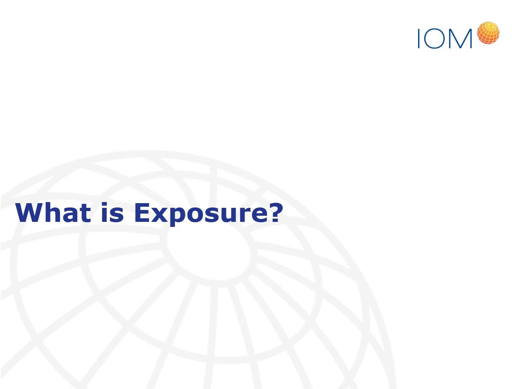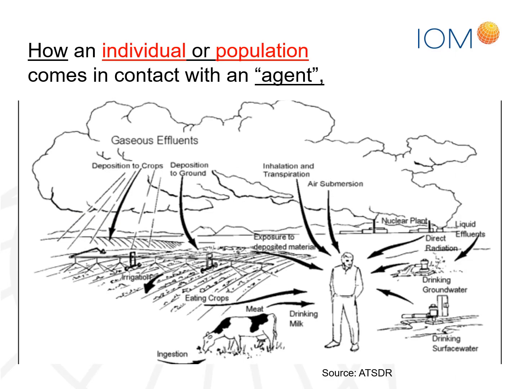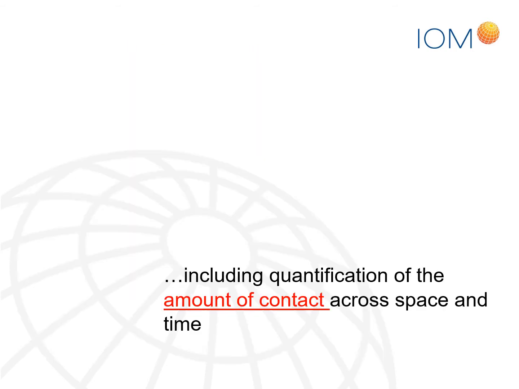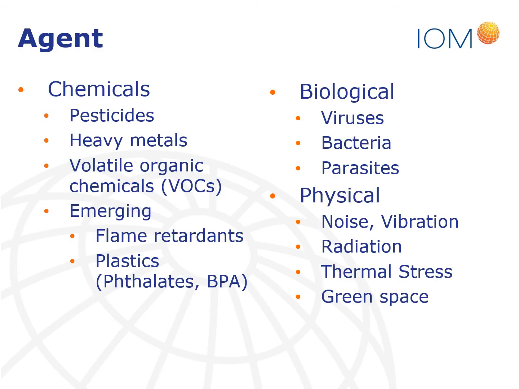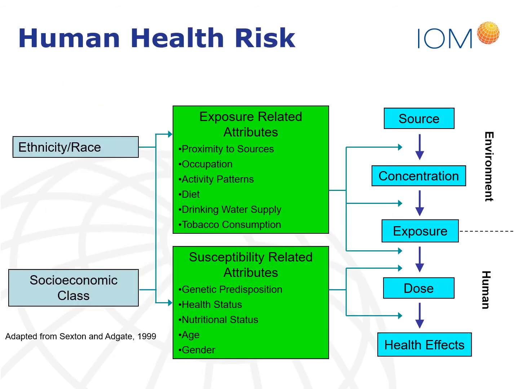Let's define what we mean by exposure. Exposure is defined as how an individual or population comes into contact with an agent, including quantification of the amount of this contact across space and time. The term agent, in the context of exposure, refers to a chemical, biological, or physical entity. Examples of chemical agents include lead and formaldehyde. Examples of biological agents include bacteria and viruses. Examples of physical agents include heat and noise.